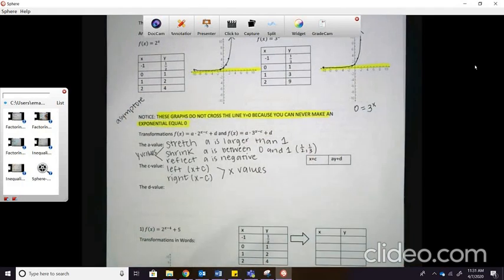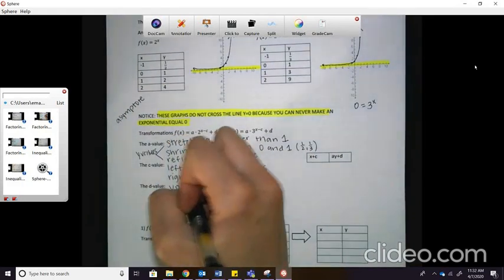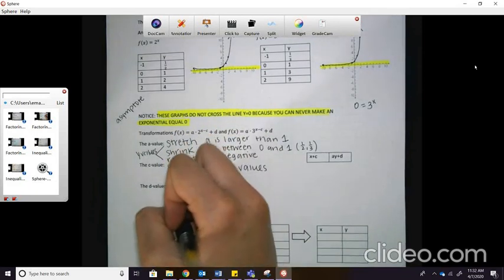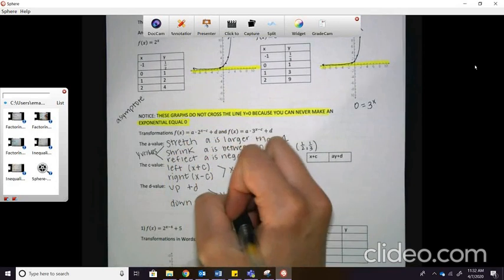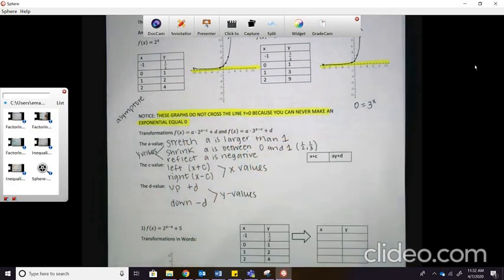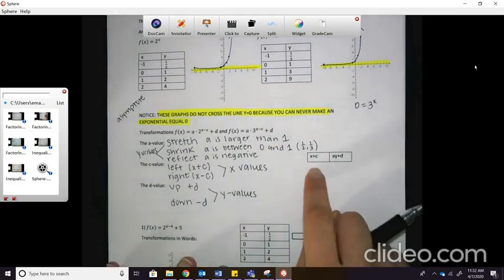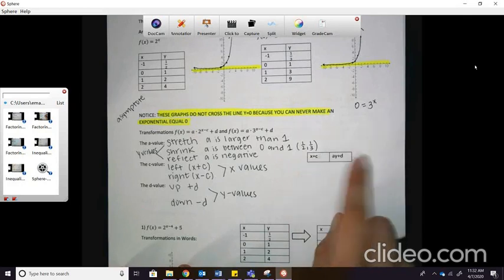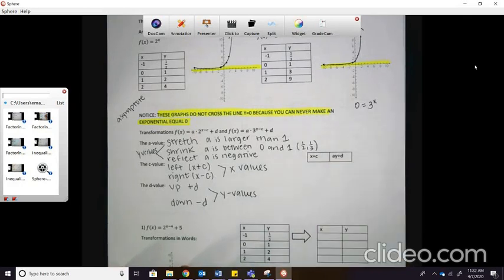Okay? Then we have d values. This is up. So if we have plus, it's up. And if it's down, it's going to be minus. These are on the end. And, of course, up and down are also y values. So if you remember, we took these and we transformed the parent function coordinates. So we're going to take every x in the parent function and add or subtract c. And then for y, we're going to take a, multiply it, then add your d value.